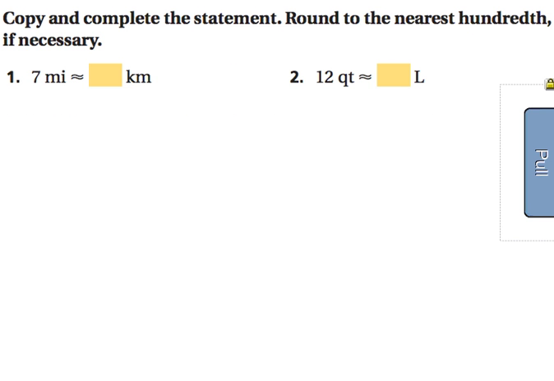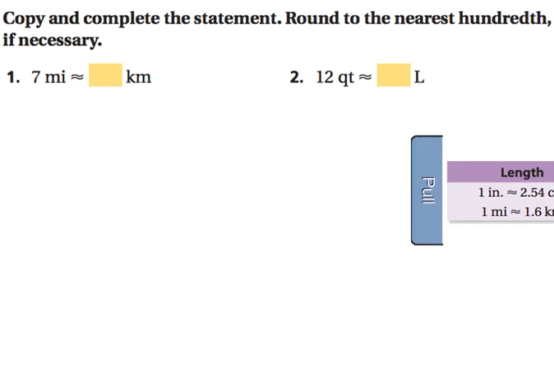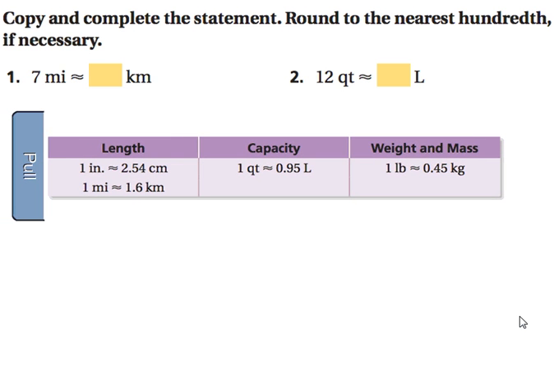Now that you have your conversions copied down, we're going to use them. We're going to be setting up some proportions in order to solve these problems. So it says that we're going to complete the statement and round to the nearest hundredth if necessary. So for the first one, we need to figure out how many kilometers are in 7 miles. So back to our chart. We're looking for the conversion that uses miles and kilometers, which would be this one right here.